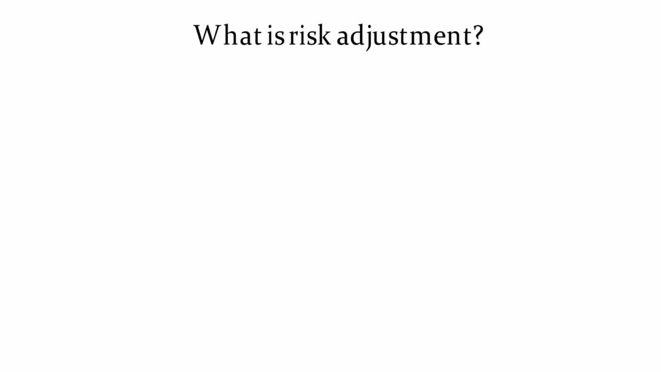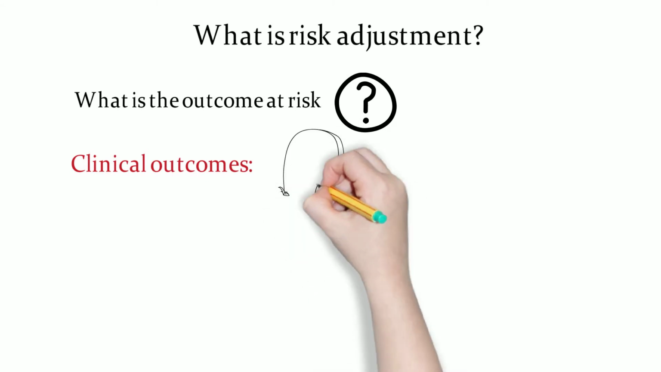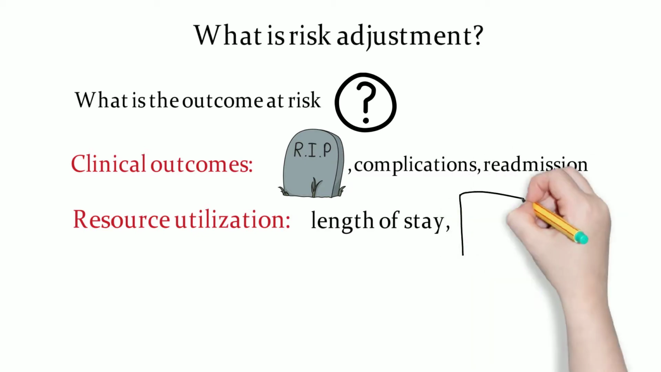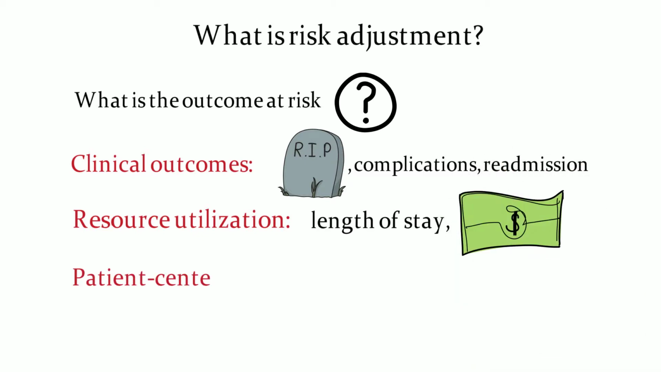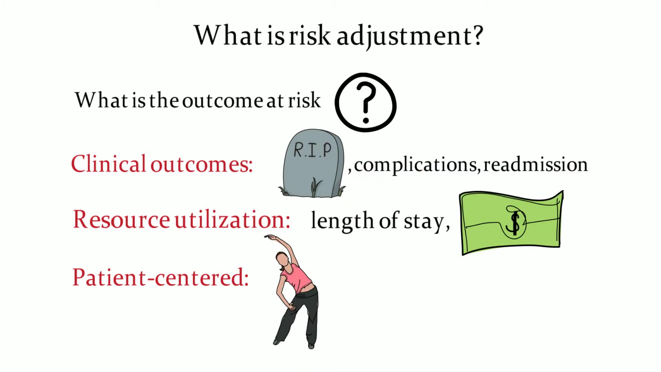What is risk adjustment? In order to define the concept, we must first define what is the risk that we are attempting to adjust for. Outcomes being adjusted can include clinical outcomes of care such as mortality, complications, or readmissions, resource utilization such as length of stay or cost of hospitalization, patient-centered outcomes, for example, quality of life as reported by patients, or patient satisfaction.